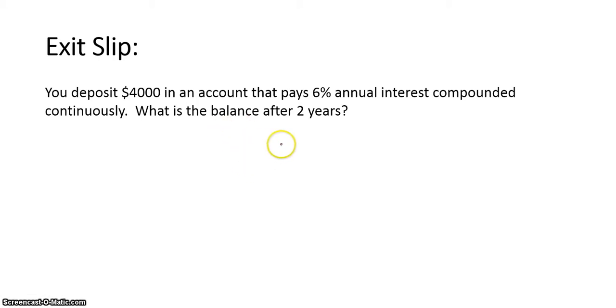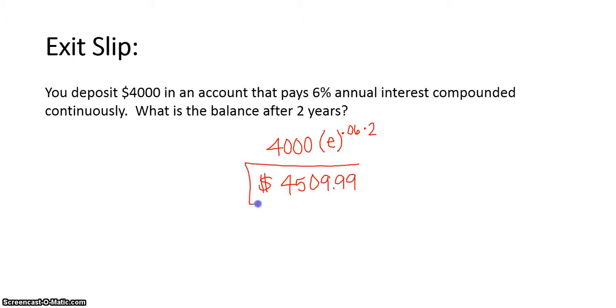Okay, so you should have gotten this. So 4,000 is what you deposit, so that's our principal. And then we'll have E raised to this as a decimal, so 0.06. And this time it's over 2 years. And so if you plug that in, you should have gotten this approximately. Okay?